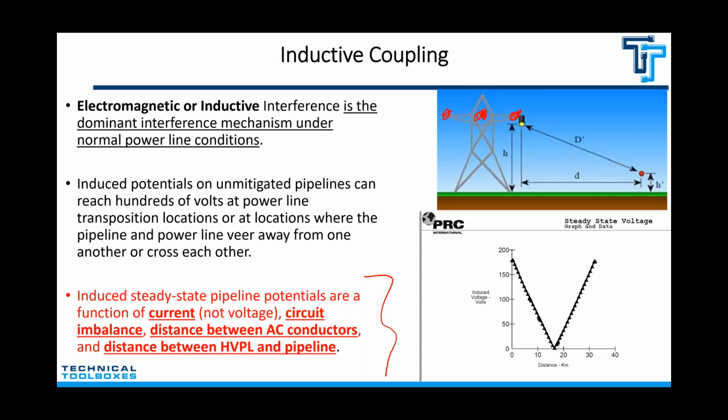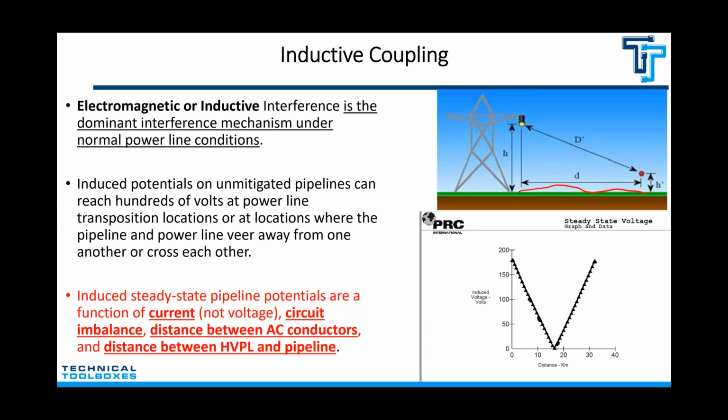The other thing is the distance between the phase wires themselves. If you go out in the corridor and look at these phase wires, the farther apart they are from each other, the higher your level of interference is going to be. The closer they are together, the lower your level of interference is going to be. So it's something to look at when you're out there in the field. But another big thing is the distance between the power line and the pipeline, as you see right here. The farther away the pipeline is from the power lines, the lower the level of interference. The closer the pipeline is to the power line, the higher that level of interference.